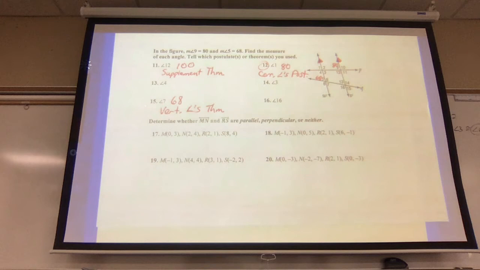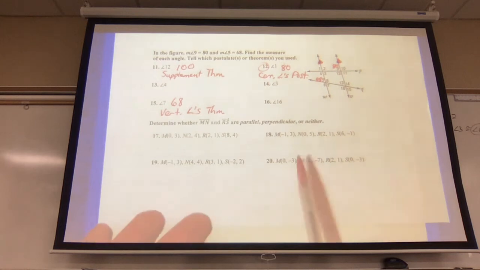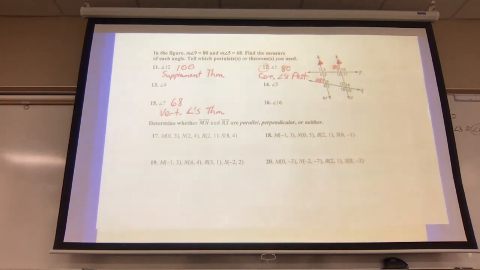Any others you want to see on 11 to 16? All right, how about 17 to 20?